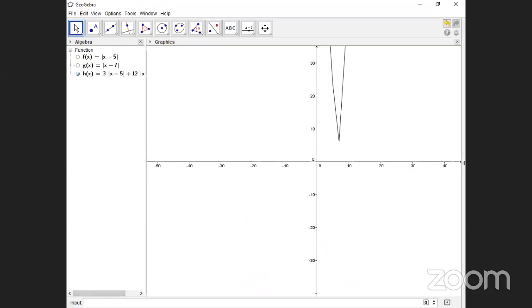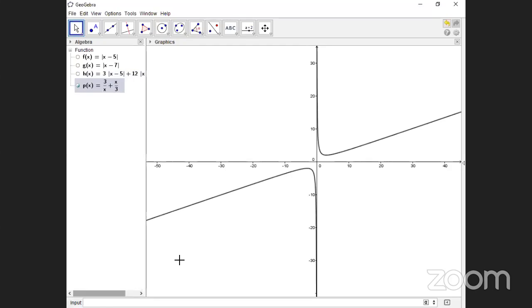What we have discussed in the last class. I'll show you using the graph of 3 by x plus x by 3. See, this is the graph of the function. It looks like a hyperbola, right?